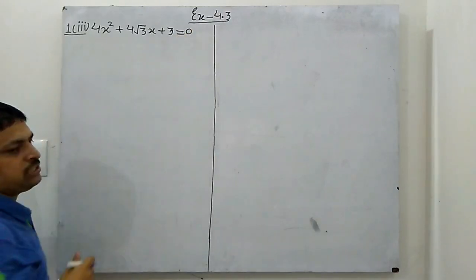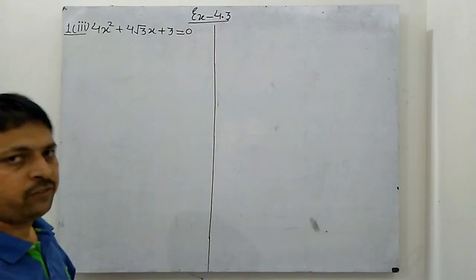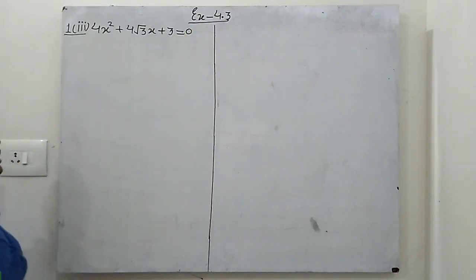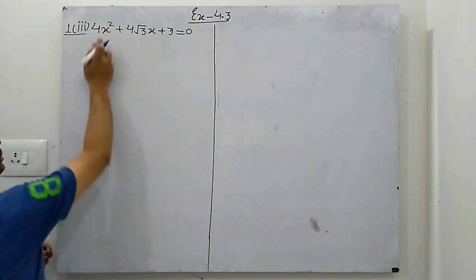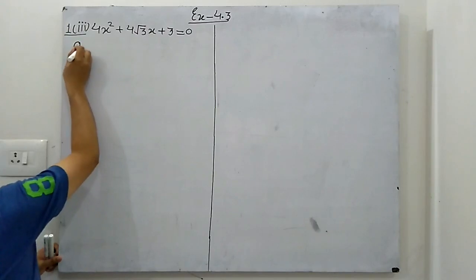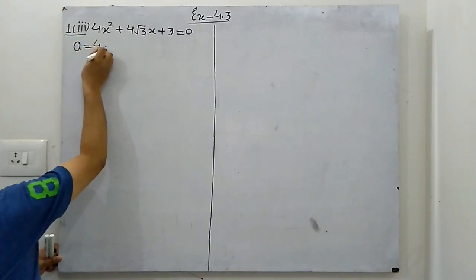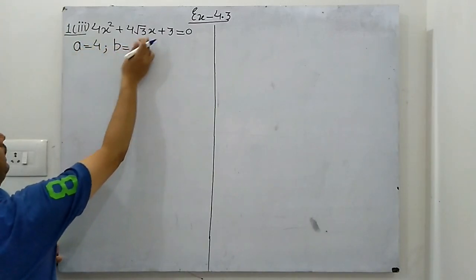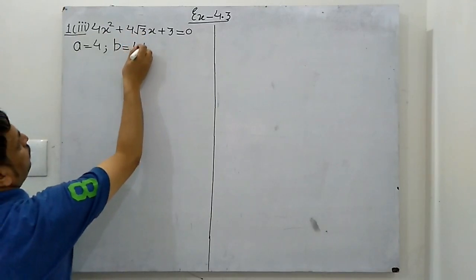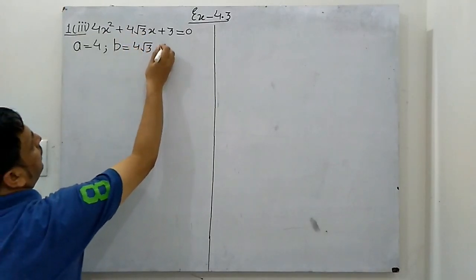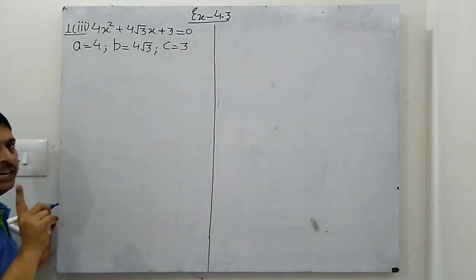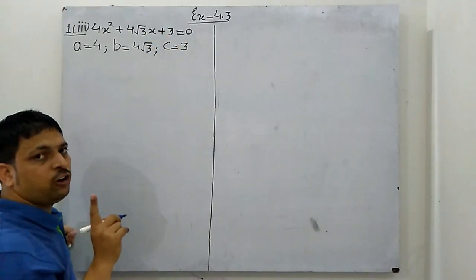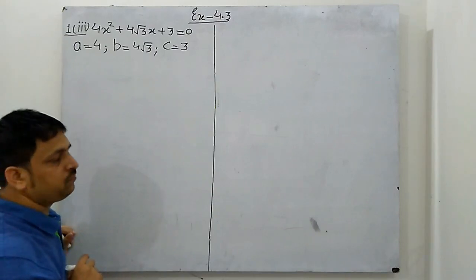First, this equation is already in standard form. So we will identify the values of a, b and c. The coefficient of x square will be a, so a is equal to 4. The coefficient of x is b, so the value of b is 4 root 3, and the last one is c, that is 3. Students, first we will identify the value of b square minus 4ac. Clear?